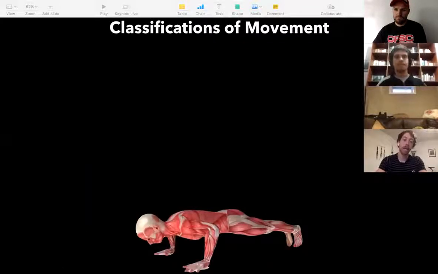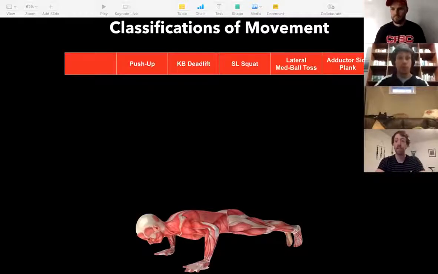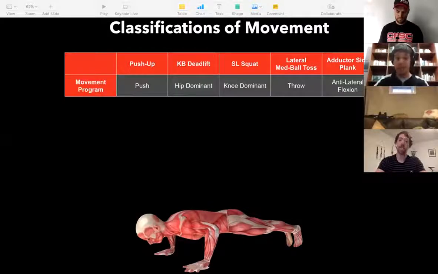So to make it some real life application of maybe some certain exercises, we have this list of stuff here. A push-up, a kettlebell deadlift, a single leg squat, a lateral med ball toss, and an adductor side plank. All right. So what are we worried about first?